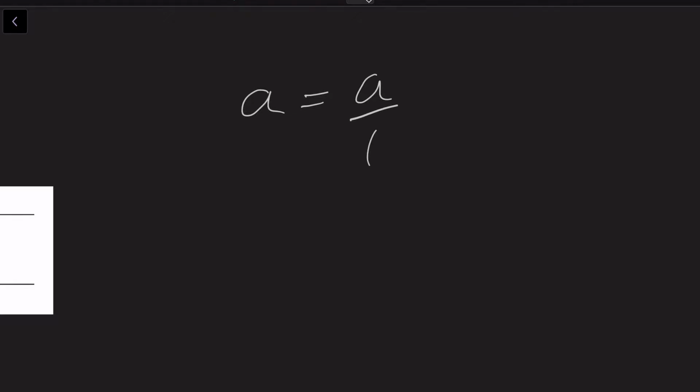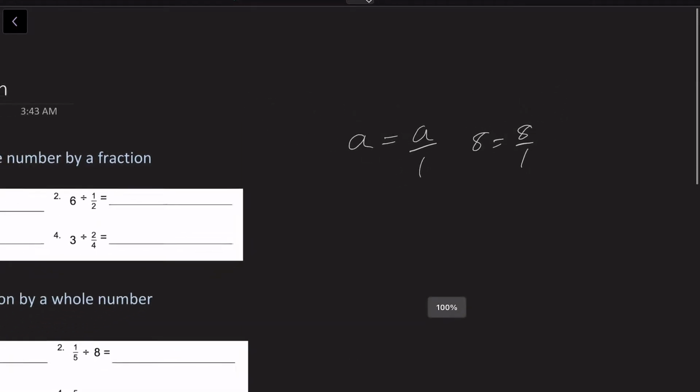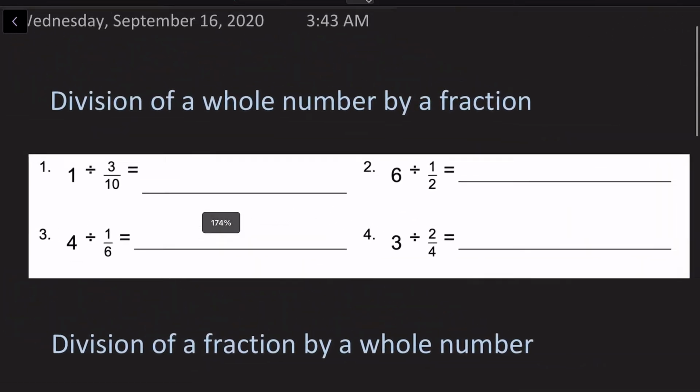So for example, let's say we have 8. This is going to be the same as saying 8 over 1, because when we take 8 and divide it by 1, it's still 8. So that just makes it into a fraction.